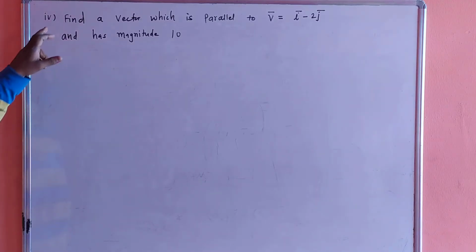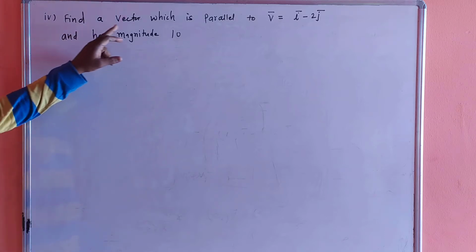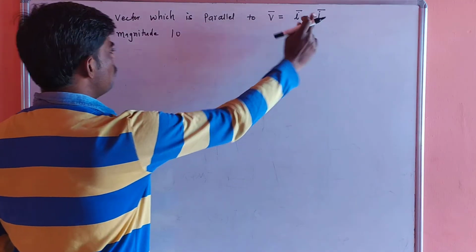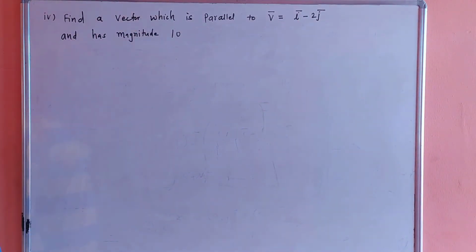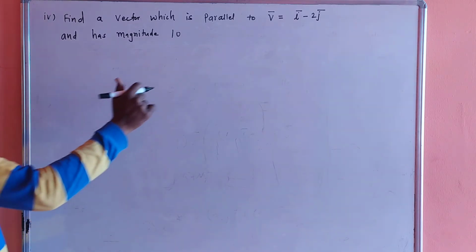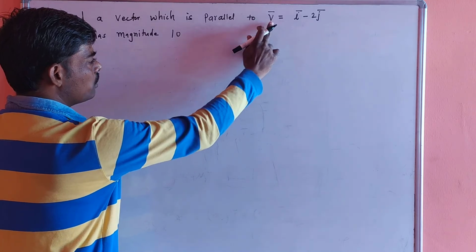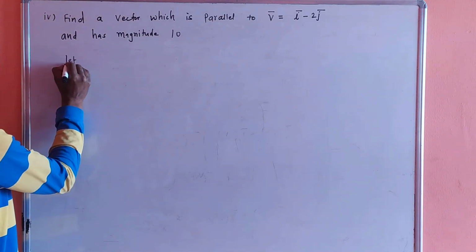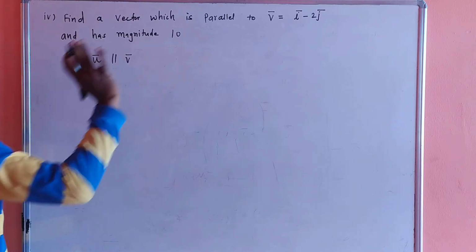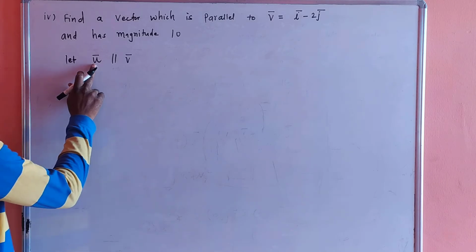So students, this is our problem number 4 from the chapter Mathematical Methods of Physics, standard 11th, and the book we are referring to is the 11th standard book. Find a vector which is parallel to vector v = i minus 2j and has magnitude 10. That means we are going to find a vector which is parallel to vector v. Let vector u be parallel to vector v. That vector u is what we are going to find.